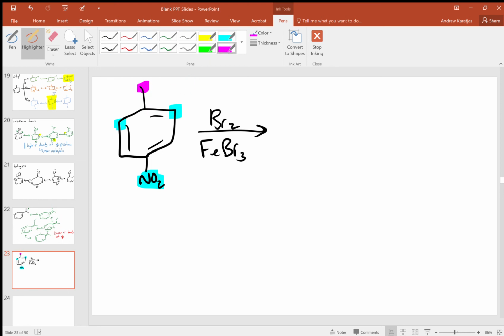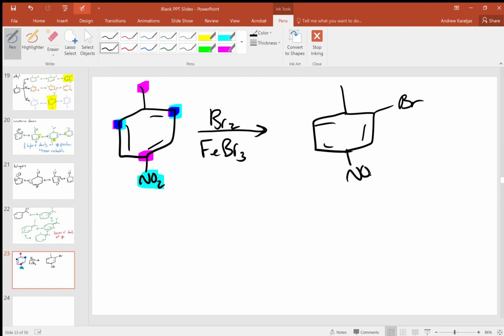The methyl group is an ortho para director, and so it's going to direct new substituents here, here, and in theory here, but it can't put a new substituent where the nitro group is because there's already one there. So these two groups reinforce each other. And so it's then easy to make the assessment that a bromine is going to go in a position that's ortho to the methyl and meta to the nitro group.